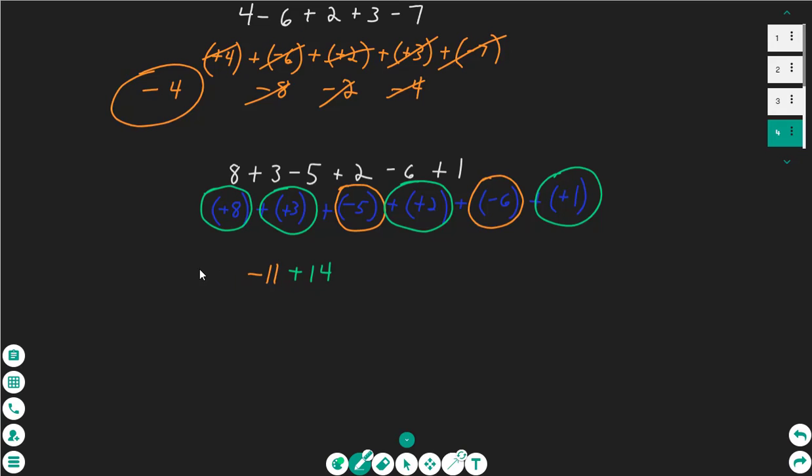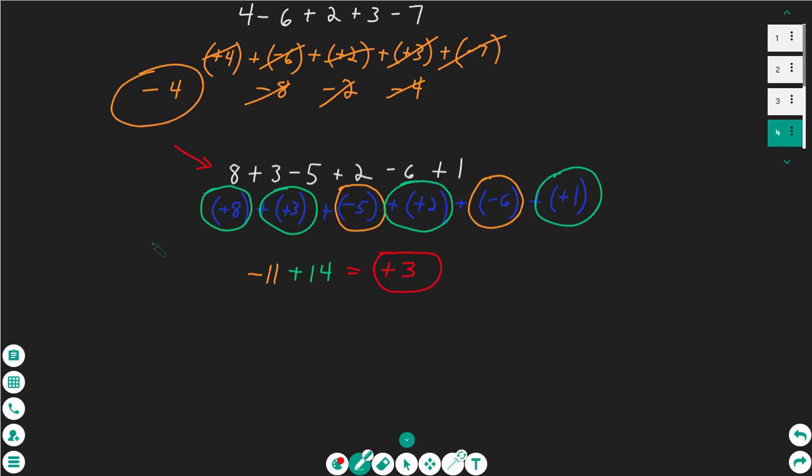Now we can combine these two. And what do we get? Well, we get the negative 11 plus 14. So the signs are different. The stronger number is 14, so we'll use that sign, positive. And then we subtract the two numbers. So 14 minus 11 is 3. So we end up with a positive 3 for this expression.